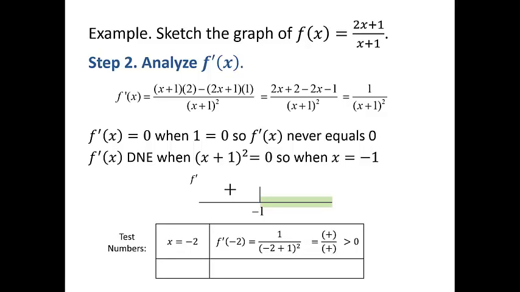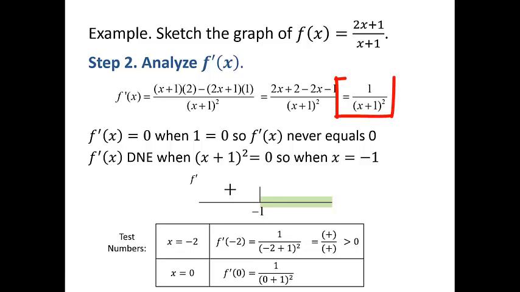Next, we need to pick a number greater than negative 1. How about x equals 0? We see that f prime of 0 equals 1 divided by 0 plus 1 squared. And so again, we get a positive divided by a positive, hence f prime of 0 is positive. And so f prime is positive on the interval consisting of all x values greater than negative 1.